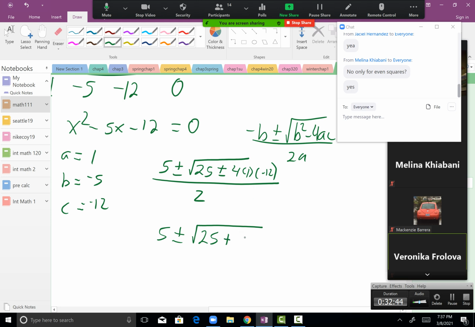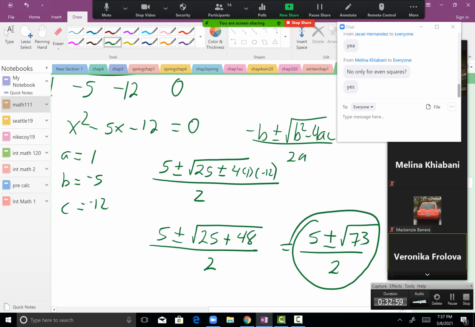So that's going to be 48 divided by 2. So here's my other two solutions right here. Remember, I have to have 2, right? Because that's a cubic, it's the third degree. One was the x-intercept, and then the other two are these. And I can't break that 73 down. So that's it. There's my two answers.